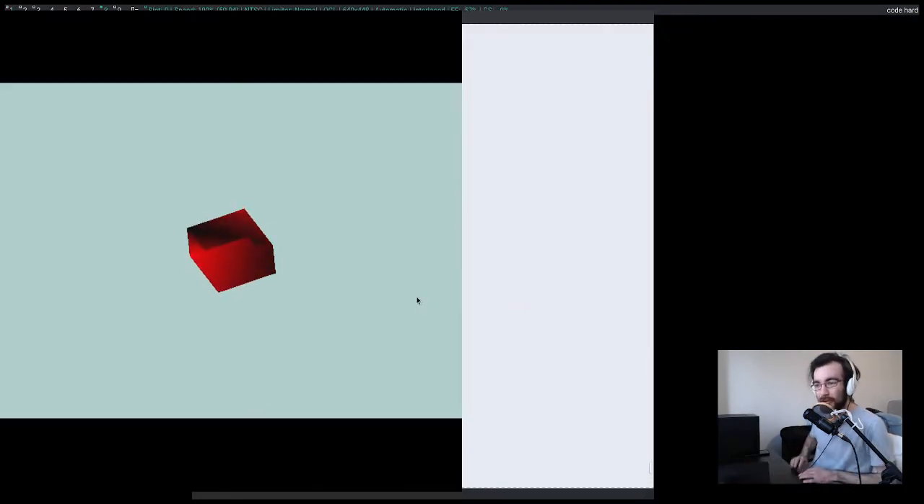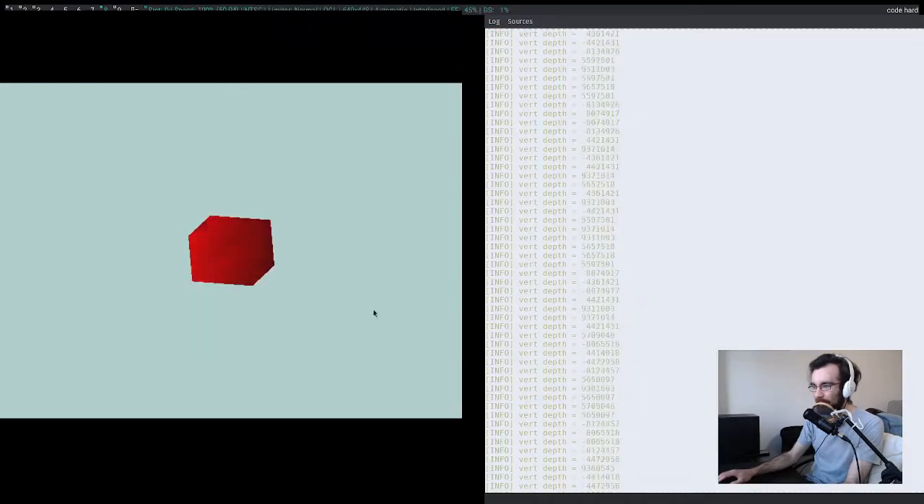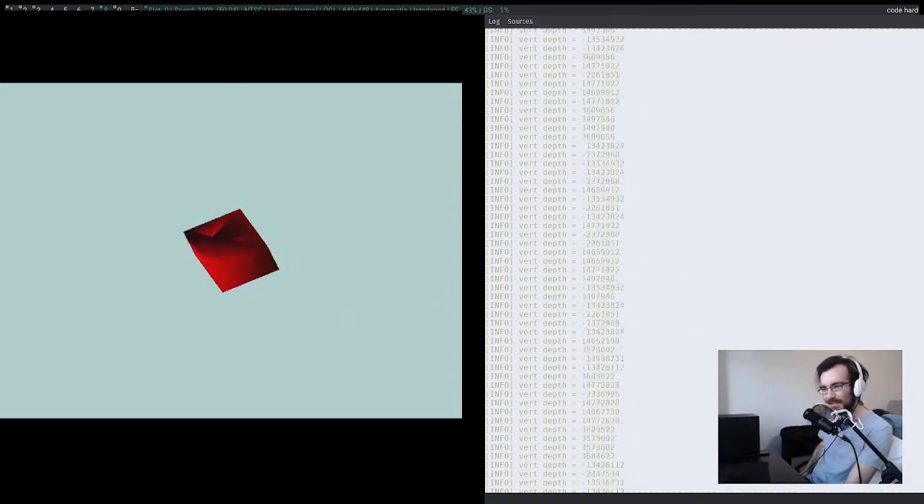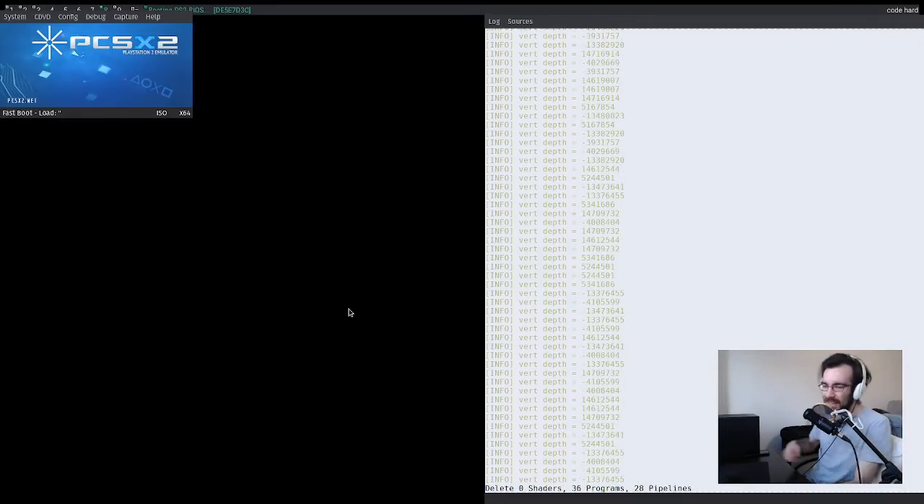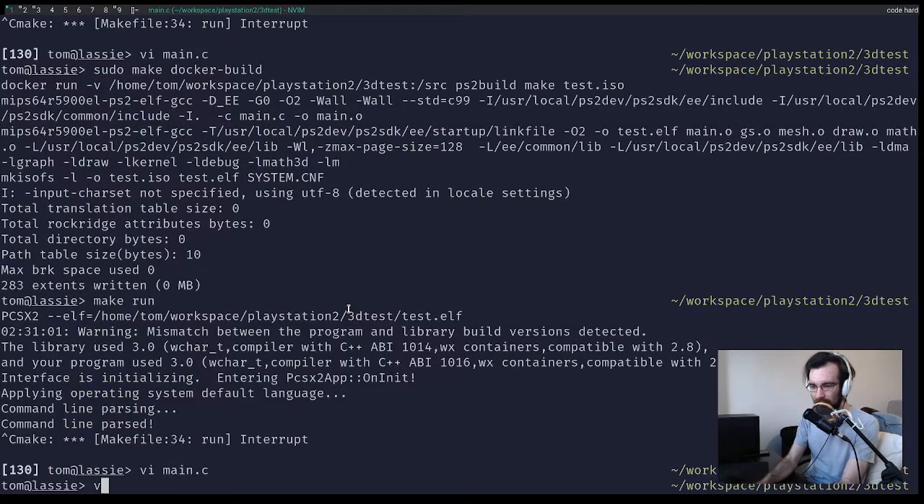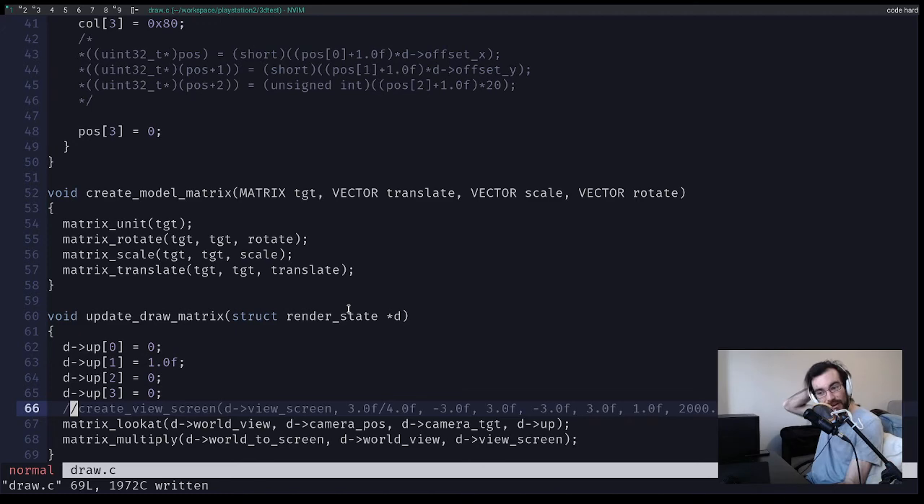Okay, and our cube stays in place, but our vertex color gets messed up. So something is going very, very wrong here. That's not good. I think this is because we're mixing two things. If we come back into draw.c, I think we might have to change this to something else. We might have to generate our view matrix in a different way.